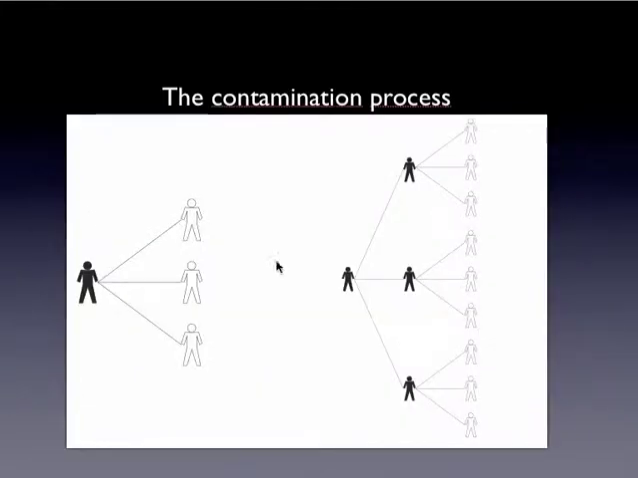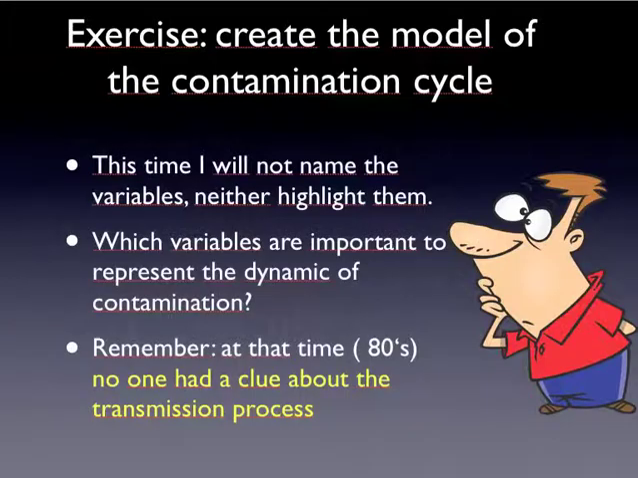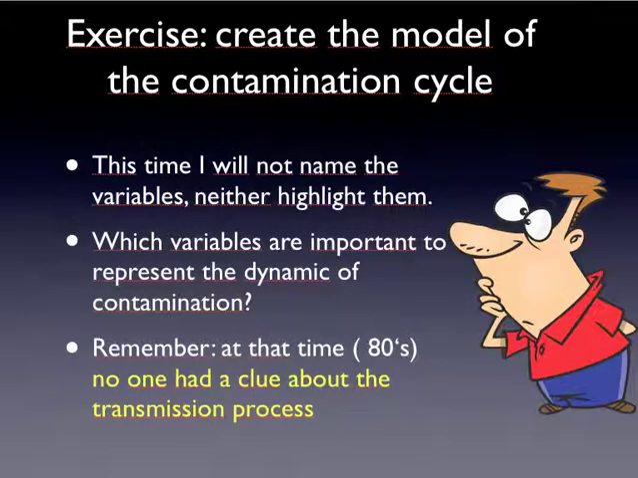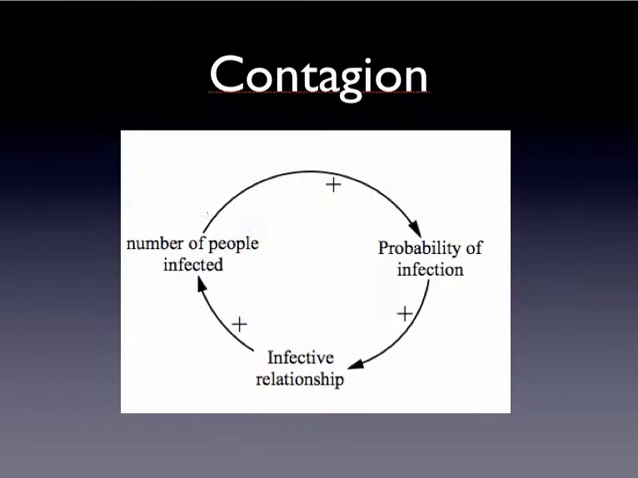How was the contamination process? Imagine one guy has the disease and passes it to another, another passes the disease to others, and it goes on and on exponentially. This time, I will not name the variables, neither highlight them. Which variables do you think are important to represent the dynamic of contamination? Remember, at that time, in the 80s, no one had a clue about the transmission process.